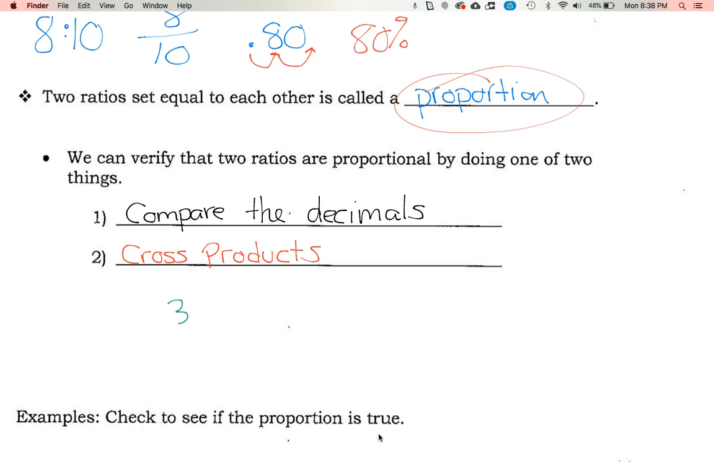Let's say I have 3 over 6 as a fraction. That is a ratio. We don't know what that represents. We don't know what the 3 represents. We don't know what the 6 represents, but it is a ratio. If I was to set it equal to another ratio, they don't look alike, but do they represent the same ratio?